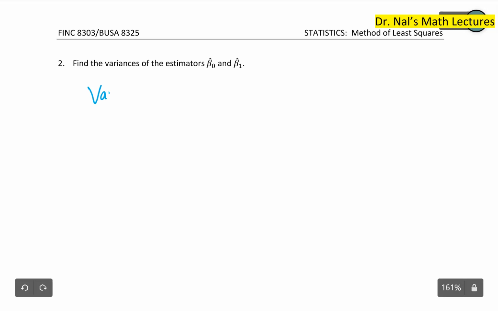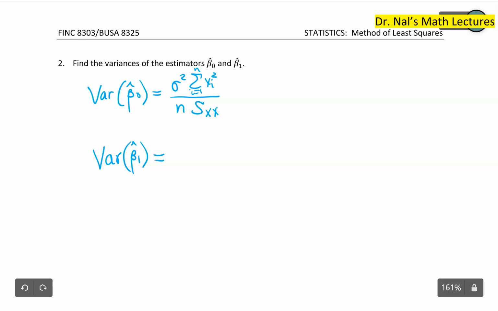These are the following. The variance for beta 0 hat, the y-intercept, turns out to be sigma squared times the sum of xi squares, where i is running from 1 to n, all divided by n times Sxx. That's it. The variance of beta 1 hat, the slope parameter of that straight line, turns out to be just sigma squared over Sxx. From the previous discussion, we already calculated every single one of them, except the sigma. We will talk about sigma in the next problem.